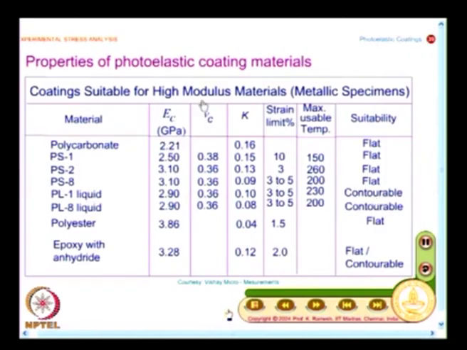And what you need to look at here is, for high modulus materials, the recommended coating has Young's modulus around 3 GPa, and Poisson ratio is around 0.36. Most metallic materials will hover between 0.24 to 0.26 or 0.28. So, this is how you have to look at the relevance of these numbers.